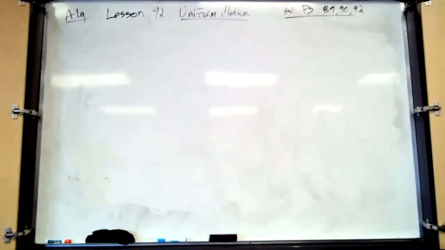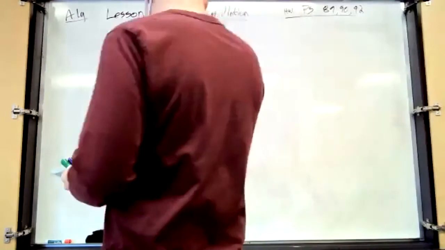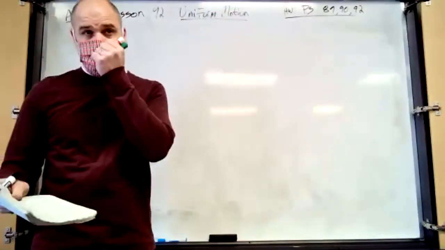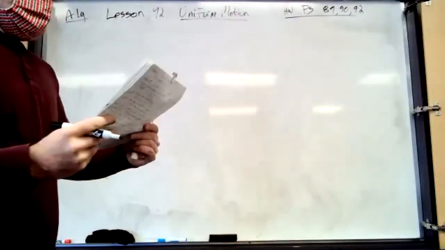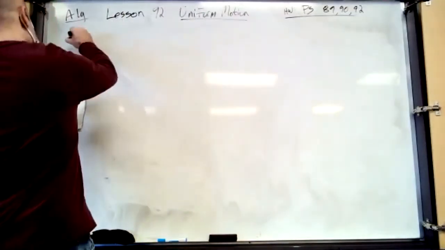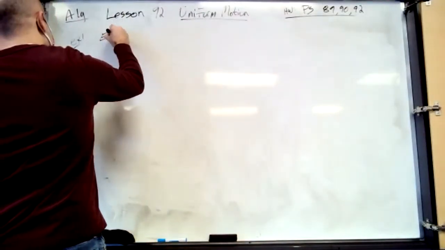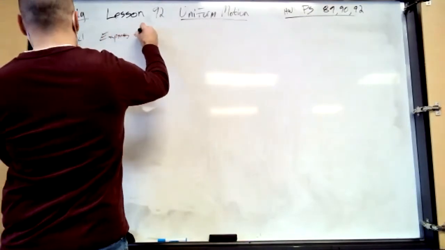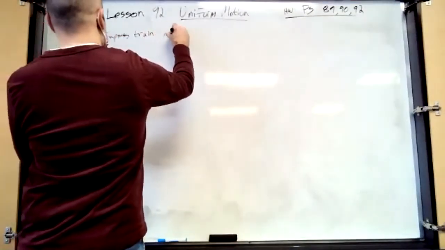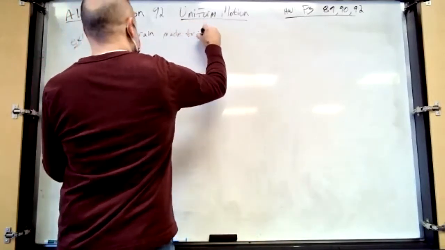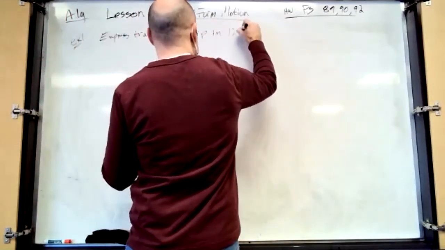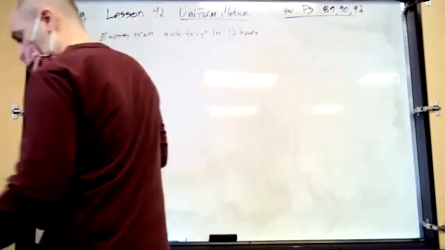They're already going to give you an equation where you can either manipulate it so you can use substitution and plug it in, or they're going to give you like time 1 is time 2 plus 5 or whatever. Okay, but let's just start with an example. Okay. All right, I'm going to write this out because it's important. Express train made a trip in 12 hours.